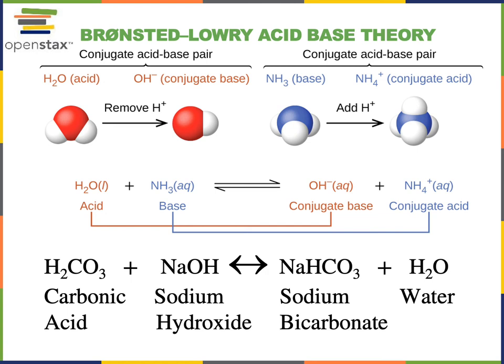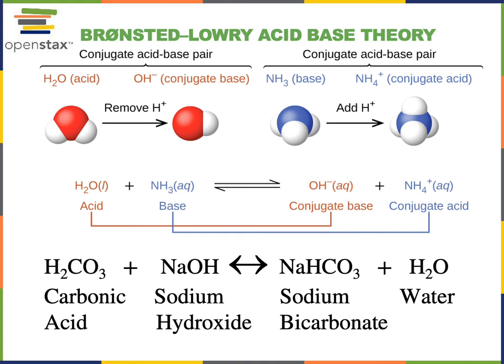So whenever a Bronsted-Lowry acid releases a hydrogen ion, the molecule becomes its conjugate base. Similarly, when a base accepts a hydrogen ion, it becomes a conjugate acid. On the right here, we see the example of the base ammonia. When ammonia accepts a hydrogen ion, it becomes the conjugate acid ammonium.